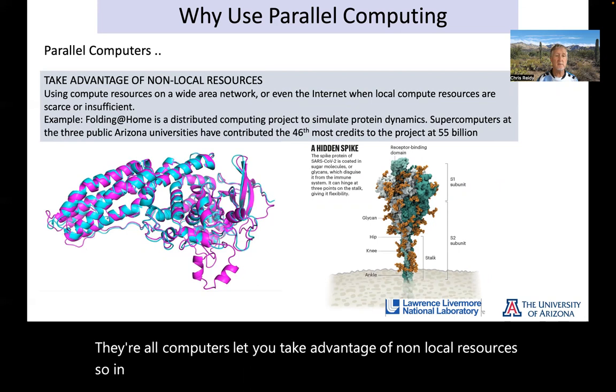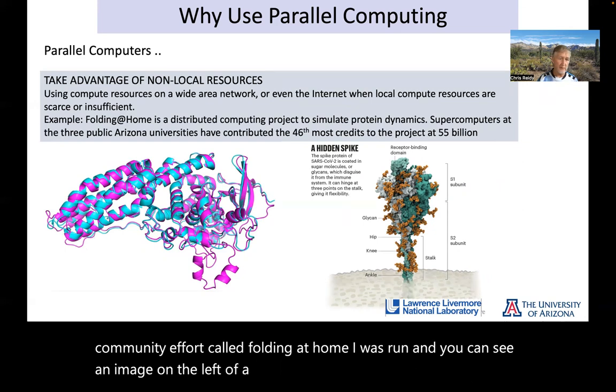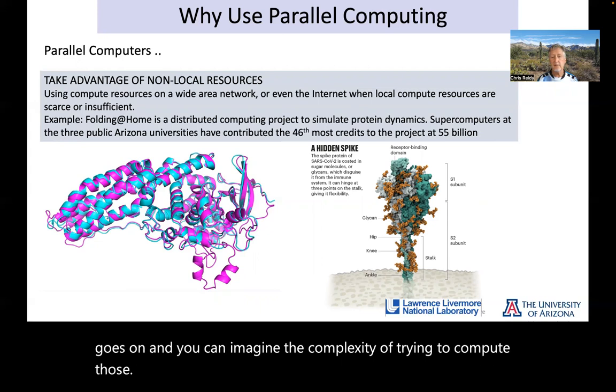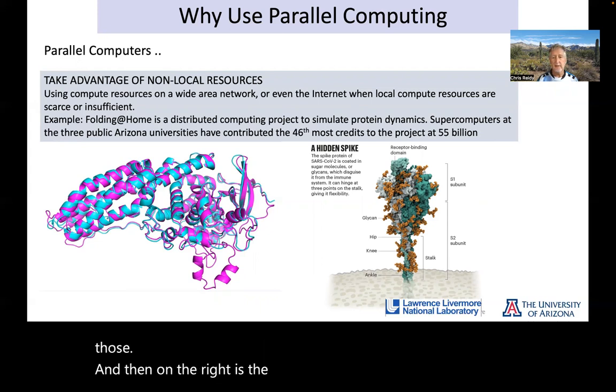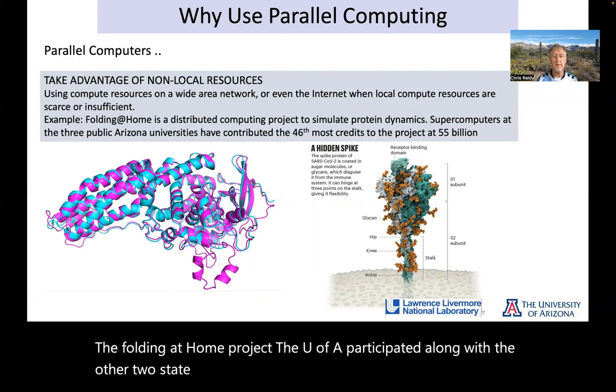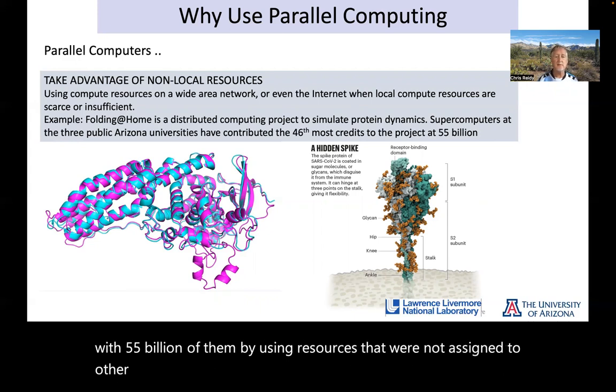So in the last few years, with a lot of focus on protein folding, a community effort called Folding at Home was run. And you can see an image on the left of the protein, and you can see the folding that goes on, and you can imagine the complexity of trying to compute those. And then on the right is the infamous COVID-19 spike protein. The Folding at Home project, the U of A participated along with the other two state universities, and we contributed the 46 most credits with 55 billion of them by using resources that were not assigned to other jobs. So we were keeping our systems really busy.